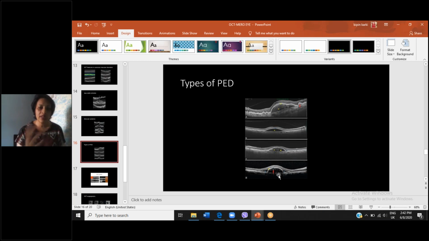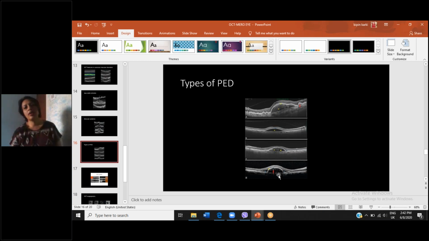So Best disease is a vitelliform material in Best disease as well, but that happens in younger patients, and this adult vitelliform macular degeneration in older patients. Okay, so with OCTs, we can have a look at those disorders.